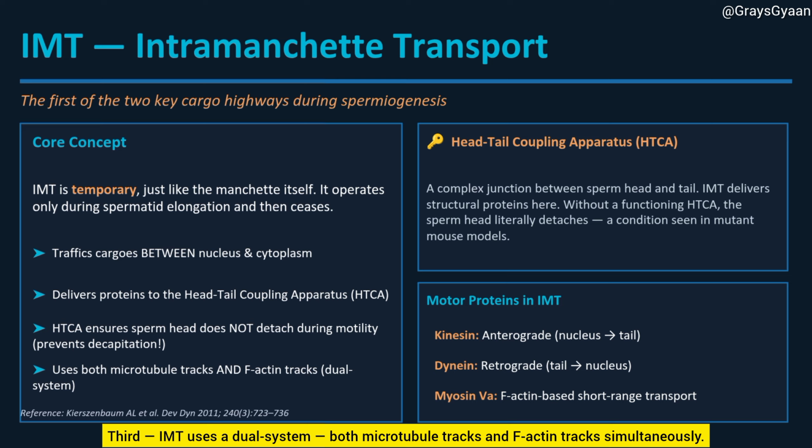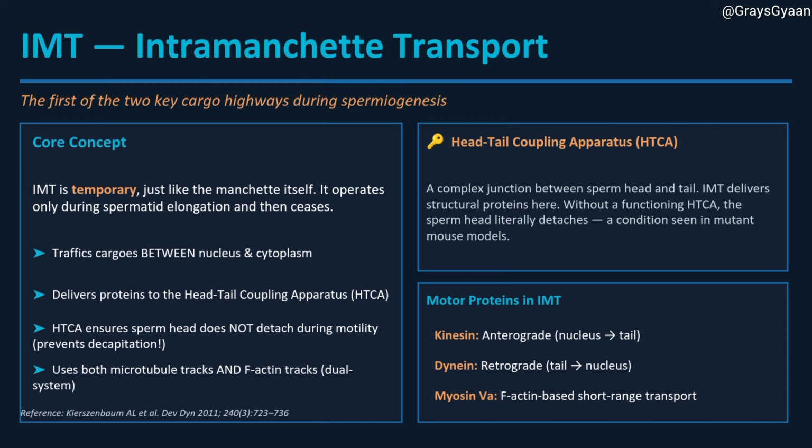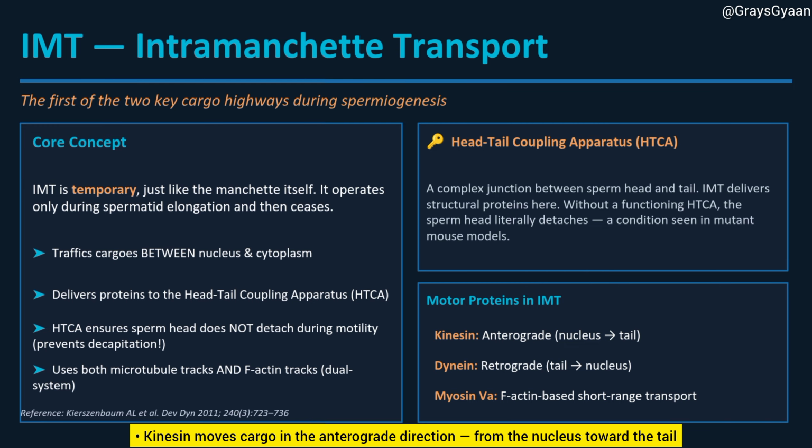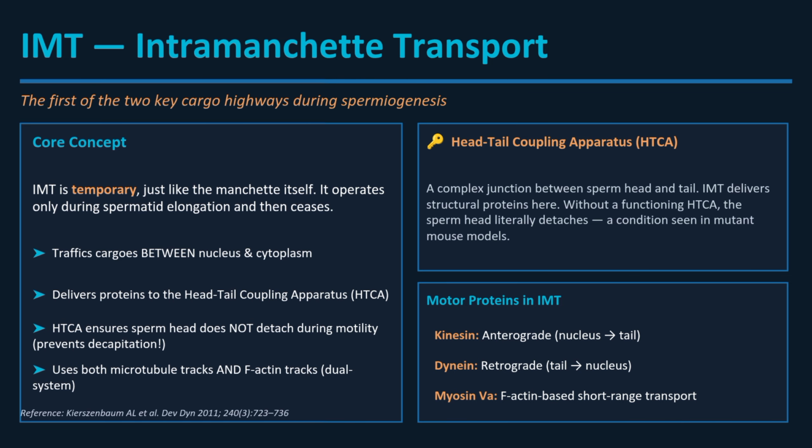Third, IMT uses a dual system, both microtubule tracts and F-actin tracts simultaneously. In terms of motor proteins, kinesin moves cargo in the anterograde direction, from the nucleus toward the tail. Dynein moves cargo in the retrograde direction, from the tail back toward the nucleus. Myosin VA operates on the F-actin tracts for short-range transport. All of this was described in the landmark 2011 paper by Kierszenbaum and colleagues, when they localized GMAP210 and IFT88 proteins within the spermatid Golgi apparatus.